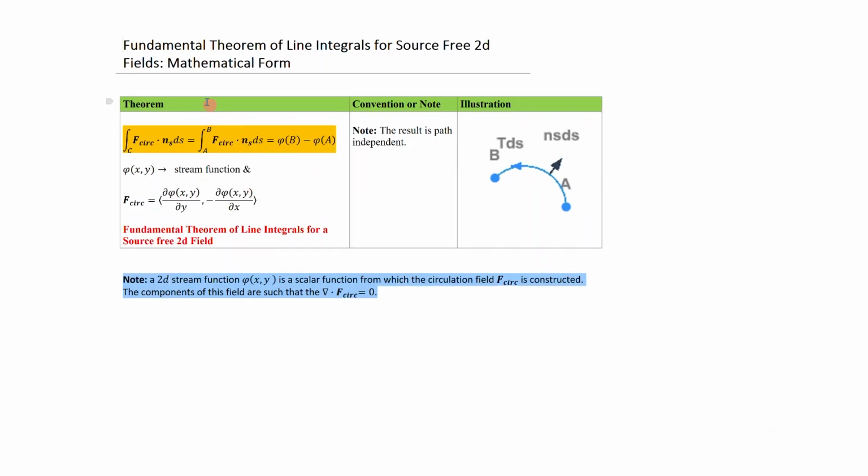We can also look at it for a source-free field in 2D, but in this case we define what we call a stream function. The stream function takes on the field, which is purely of a rotational form, and in terms of the stream function it would take on this form. So given a stream function, if we take these partial derivatives, we are creating a field which has pure circulation characteristics. That means it's source free. In this case, if we take the dot product between this vector and the normal to the contour going from point B to point A, this is equivalent to evaluating the stream function at B minus the stream function at A.